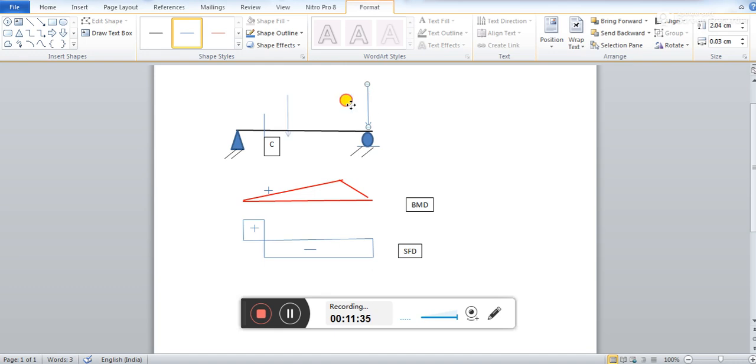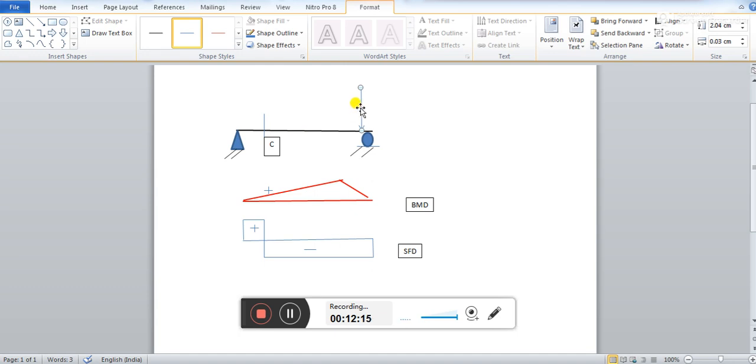That means, suppose this load is moving from here to here to here, and for every position of this load, if you want to find out how much will be the bending moment at C, and if you can represent it with some kind of diagram, that diagram will be called as influence line diagram. Have you understood? Now this will be exactly same in case of the shear force diagram also.